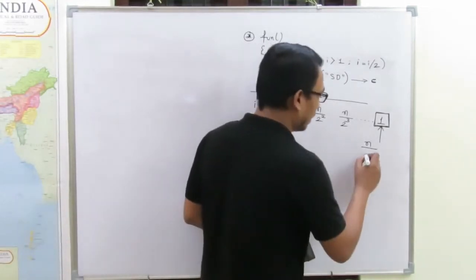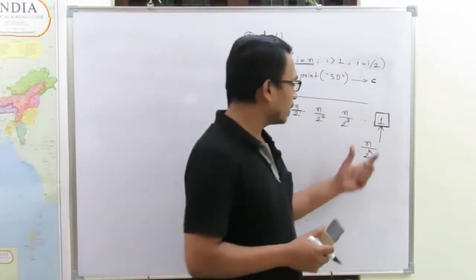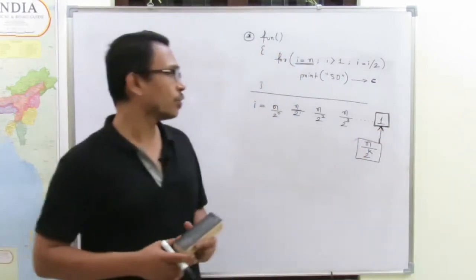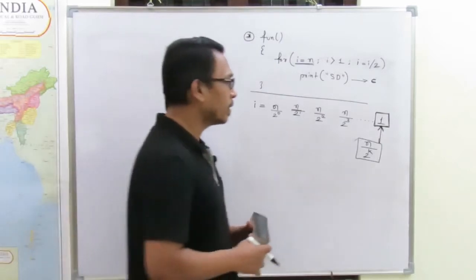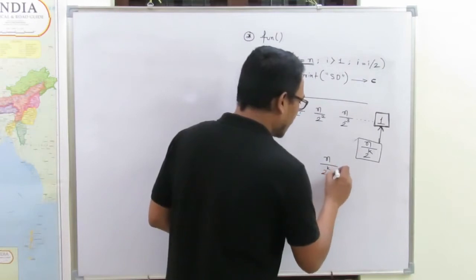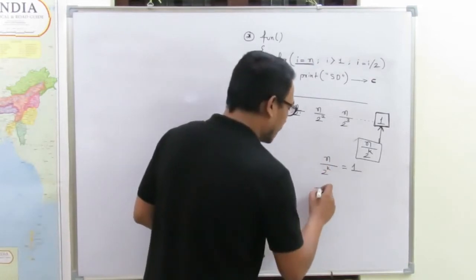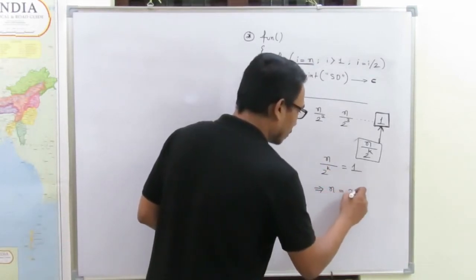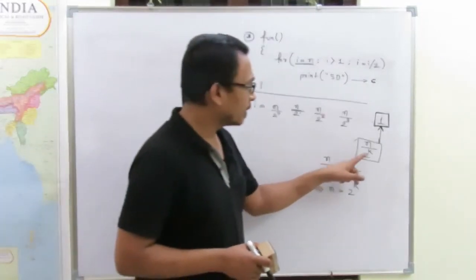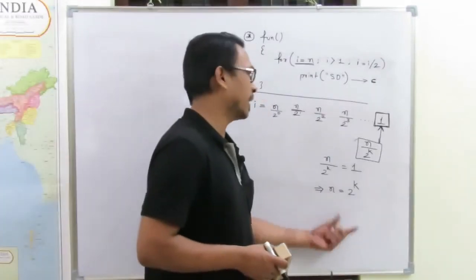Let's say the value here is 2 to the power k, and this whole value must be equivalent to 1. What does it mean? This means we have n by 2 to the power k, and that is equal to 1. If we cross multiply, then we get n equal to 2 to the power k. Clear? So this is one case.